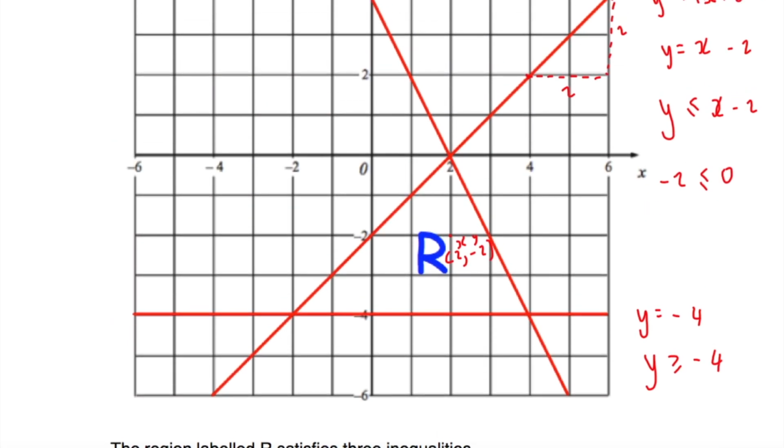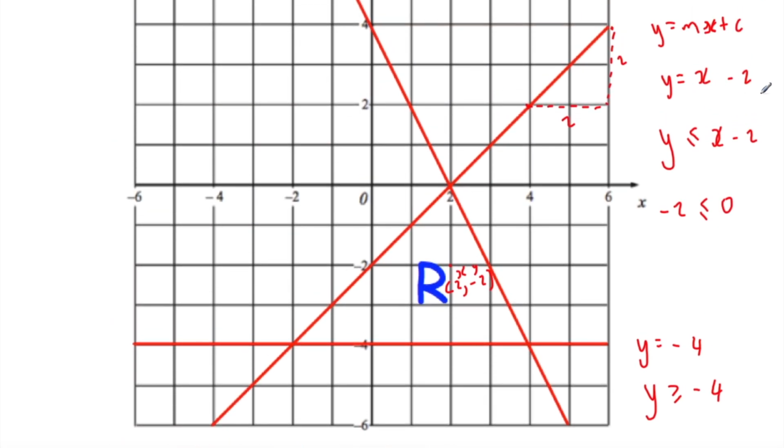And just to recap, we found the equation of the line, which was y equals x minus 2. We chose a point in the region that we're looking for here, so we chose this point here to be 2, -2. We then substituted in those values for x and y, and figured out which way around the inequality sign would have to go so that it would work.